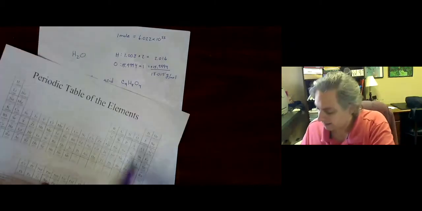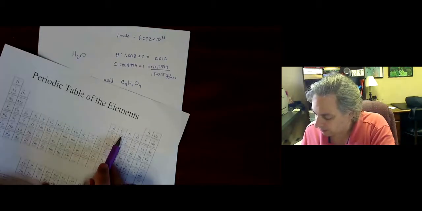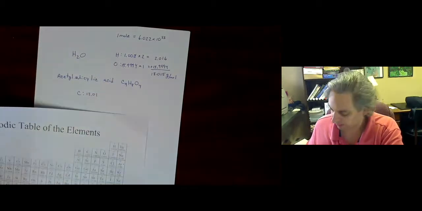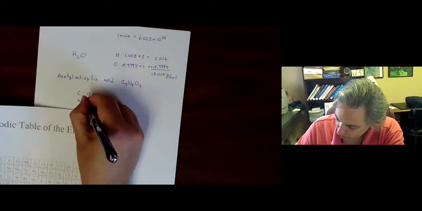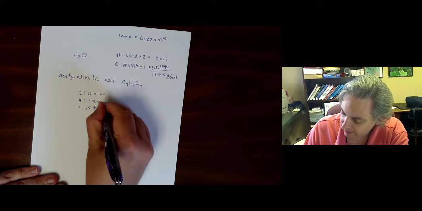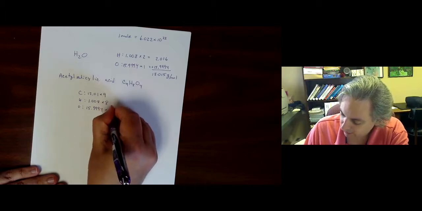Carbon on the periodic table says it's 12.0107, so let's just make that 12.01. Hydrogen was 1.008, and then oxygen is 15.9994. So how many carbons do we have? We have 9 carbons, 8 hydrogens, and 4 oxygens. So we're going to multiply this by 9, this by 8, and this by 4.